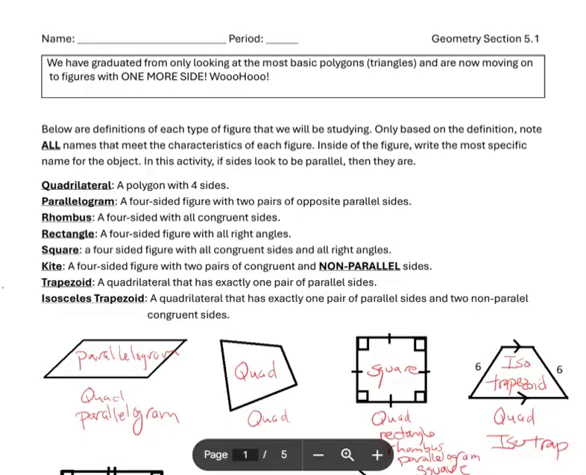It says below are definitions of each type of figure that we'll be studying. Only based on the definition, note all of the names that meet the characteristics of each figure. Inside the figure, write the most specific name for each object. In this activity, if sides look to be parallel, then they are. Usually we don't go based off of looks, but on this part of this activity, we are going to say if they look parallel, then they are.